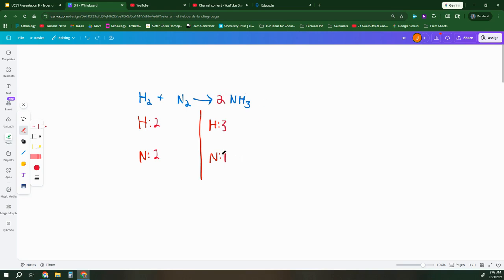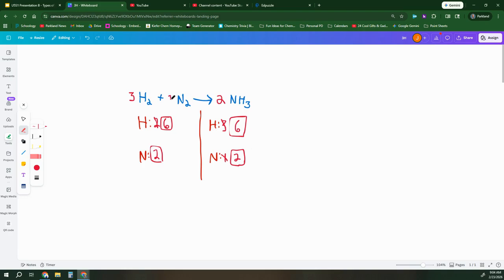Or in other words, 2 times 1 is 2 nitrogens, and 2 times 3 H's is 6 total hydrogen atoms. Now I can see my nitrogens are balanced at 2 and 2. So let's target my hydrogens. What number times 2 would get us up to that balanced number 6? Well, 3 groups of 2, 3 times 2, gets us up to 6 hydrogens. And now my hydrogens are balanced as well at 6 total on both sides.